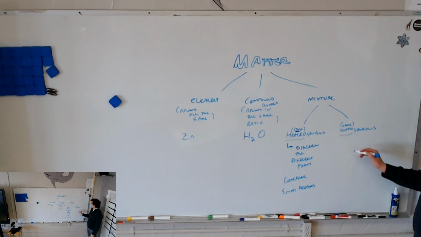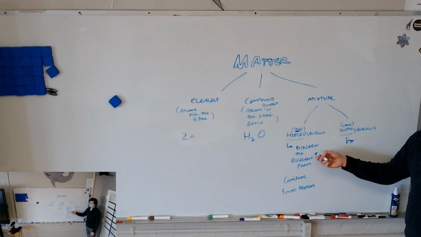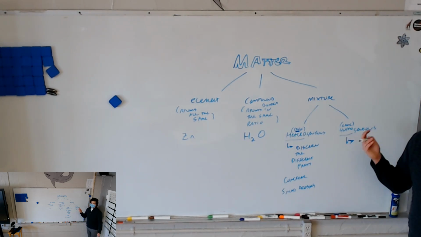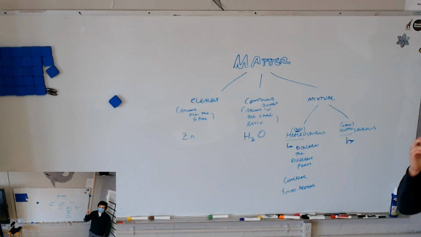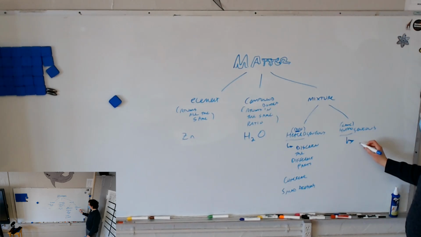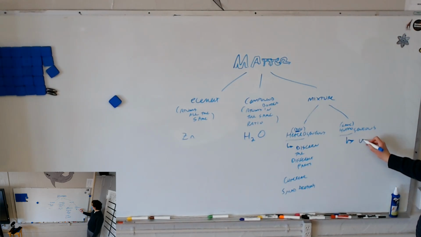So if a heterogeneous mixture was one where we could discern the different parts, that obviously implies the homogeneous one is one where we can't, so we're unable to discern.